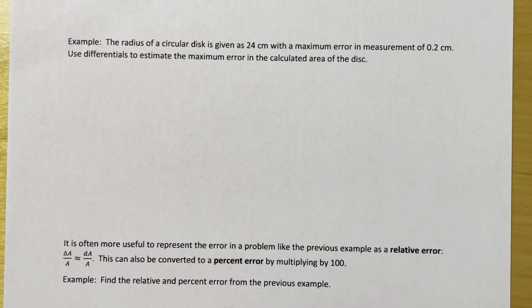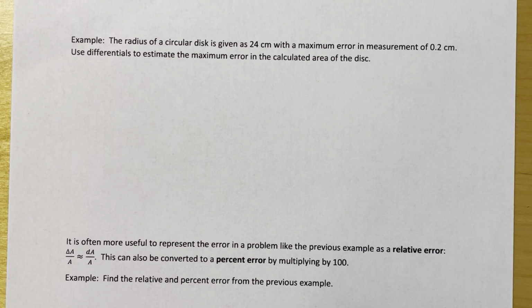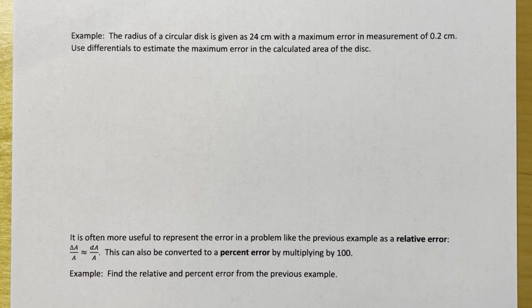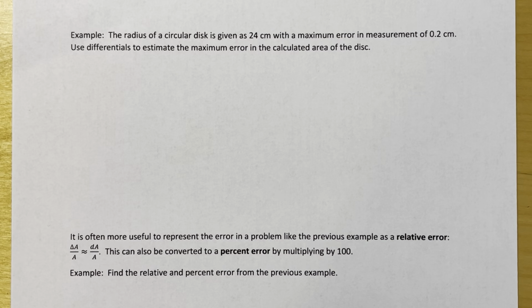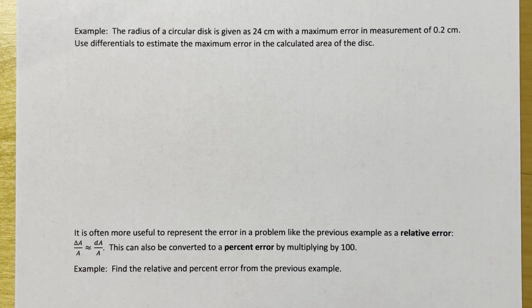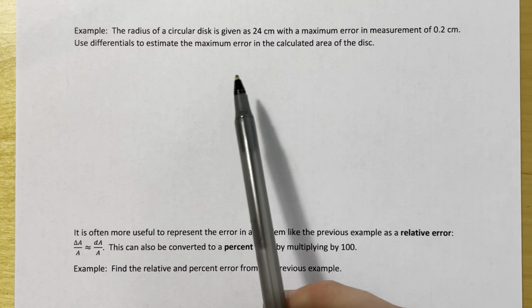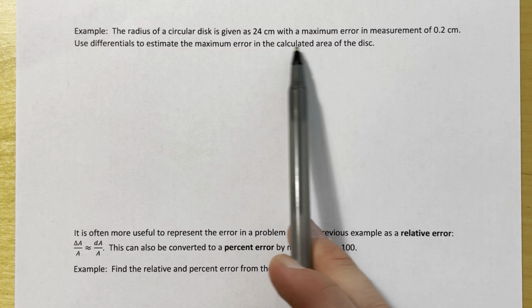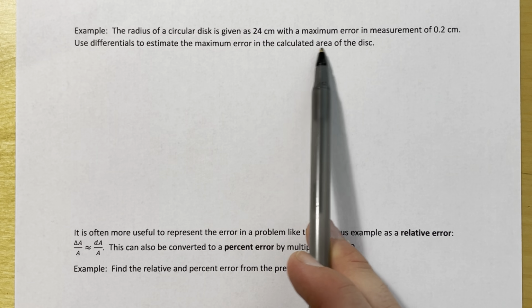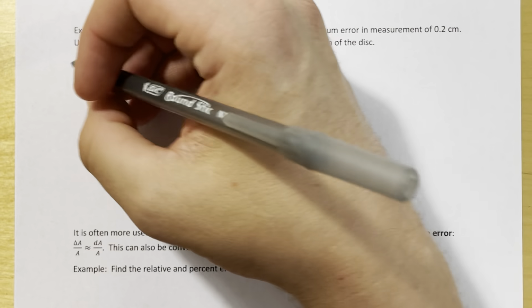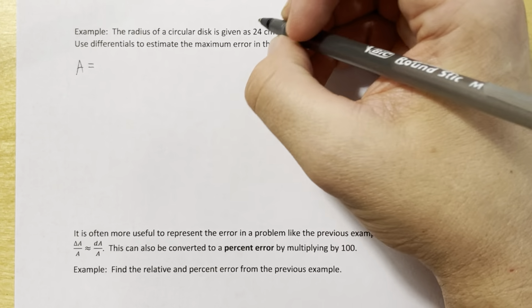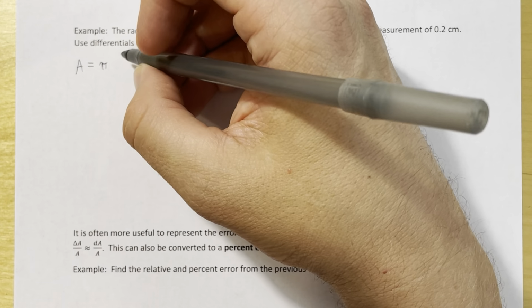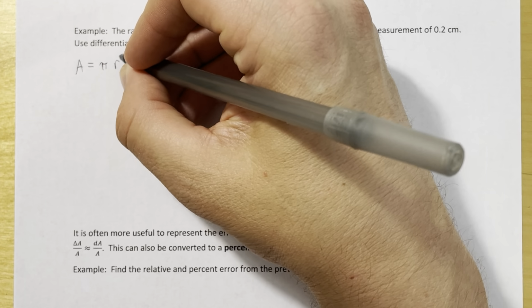And what we want to do is estimate the corresponding maximum error in the area of that disk. Now you can do this without differentials, and it's not terribly hard. The point of differentials, though, is to provide an approximation technique, which is generally a little bit easier than the other method. So how are we going to do this? Well, notice it's saying we want the maximum error in the calculated area of the disk, and it mentions radius as well. So I want to find some relationship between the area of a disk and its radius. A disk is a circle that includes its interior, so that's A equals pi r squared.